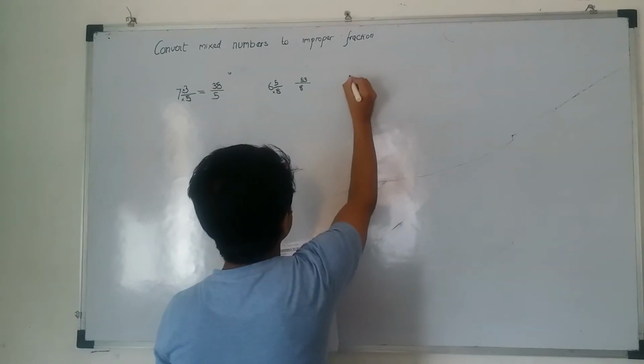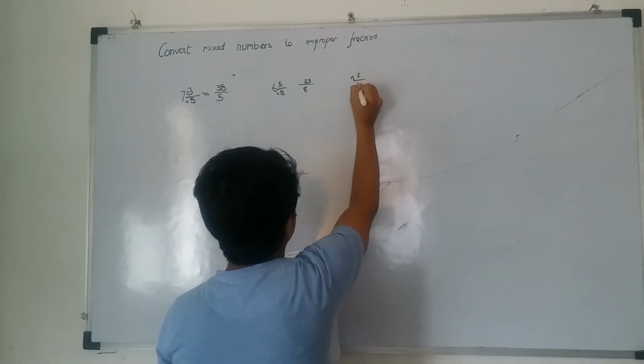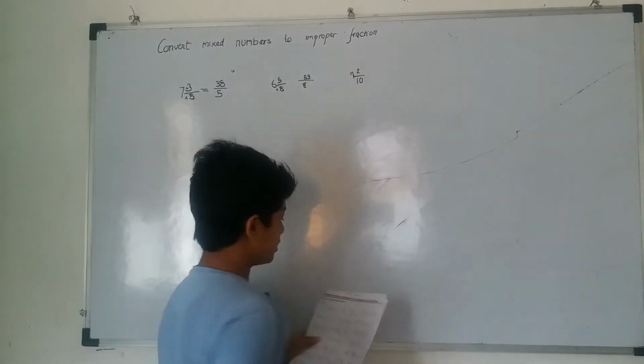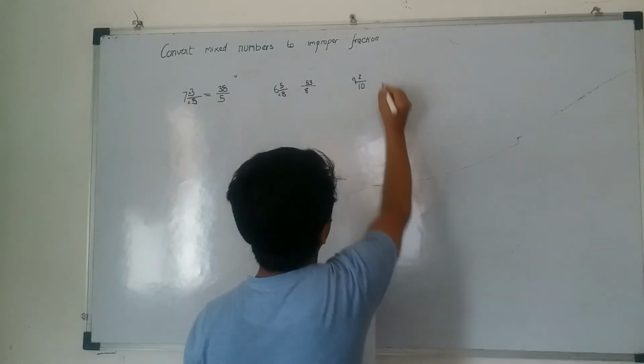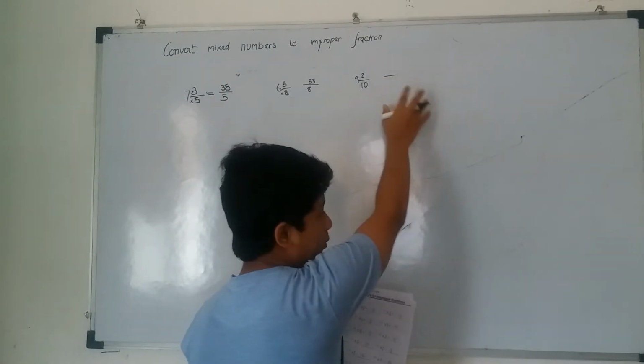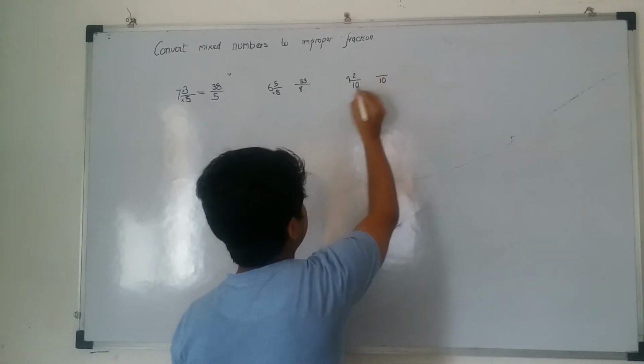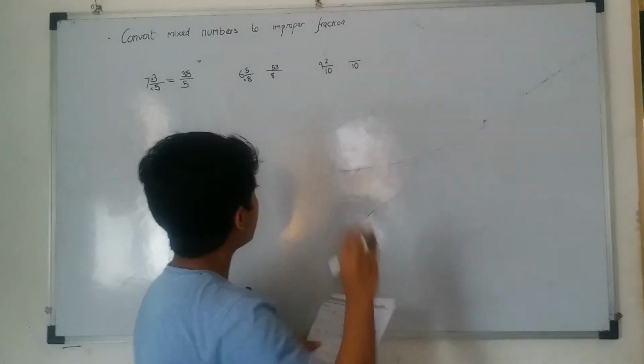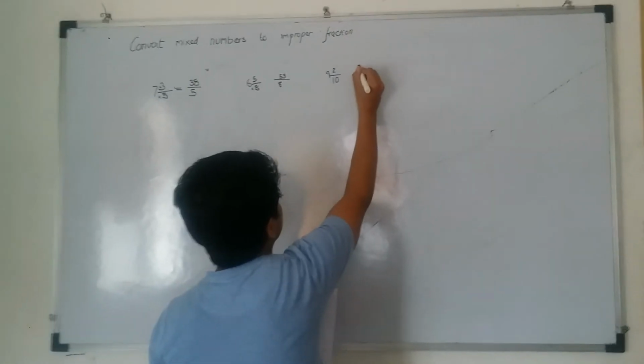The third question is 9 2 upon 10. This is the simplest one, in which the denominator will be the same. 10 into 9 equals 90 and plus 2 equals 92.